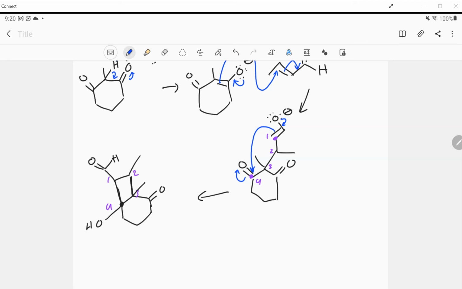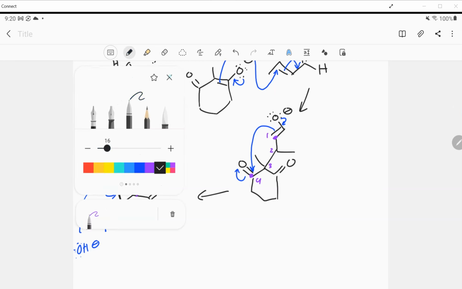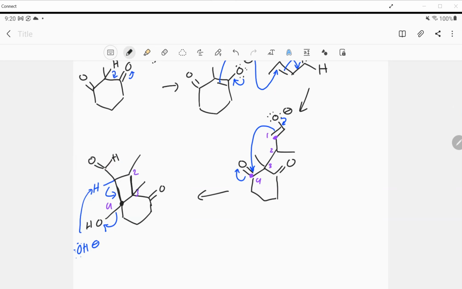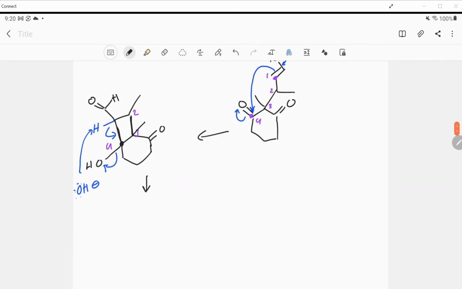If we want to do it in a second step, we just need to have our hydroxide come along. It's going to grab that alpha proton, and it's going to kick out the hydroxide. Remember, hydroxide is acceptable as a leaving group for this type of condensation. And so if we go ahead and do that, we're going to now have a double bond there in our 4-membered ring.